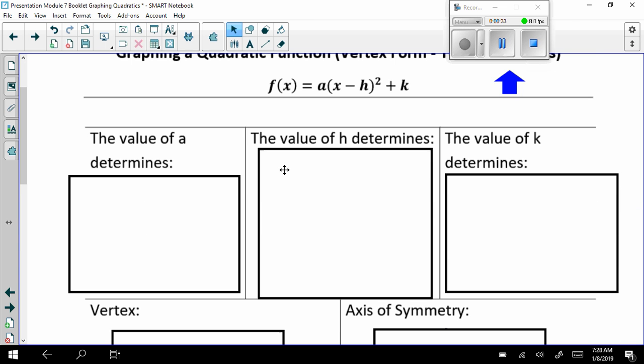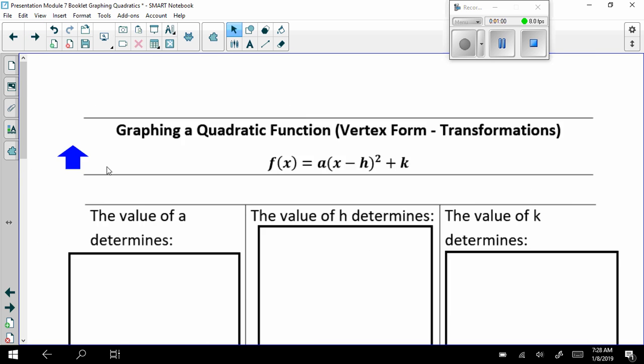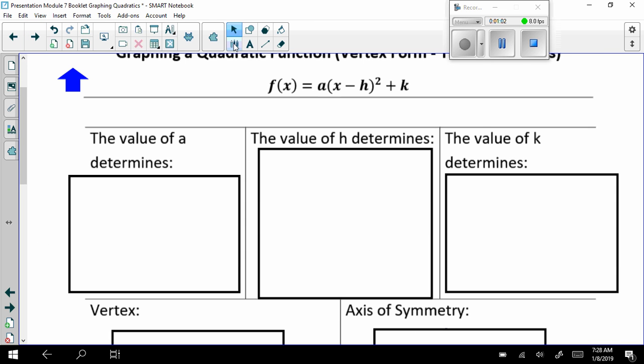So we're going to start with a. The thing about a is it's the same value as the a from standard form. So notice in our form here, we don't have a b or a c like we did in standard form, but this value for a is the same. So if you look back to your page 4, these are what the value of a did for the standard form. Same thing's going to happen here.